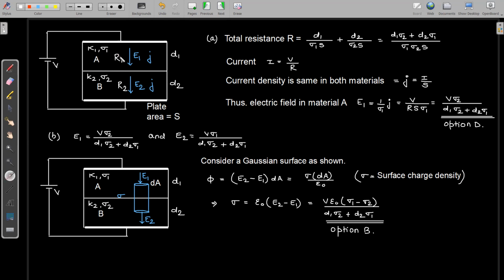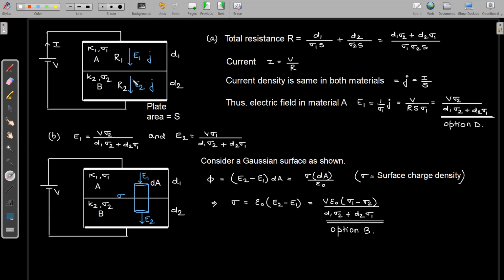Now, what is the resistance for material A? Instead of rho, resistivity, I am writing 1 by conductivity. Length along the direction of current for material A is D1 and the area perpendicular to the flow of current is the plate area, which is S. So resistance for material A is D1 by sigma 1 into S, plus for material B, the resistance will be similarly D2 divided by sigma 2 into S. So this expression gives me the total or equivalent resistance of the system. So the current I flowing through this system will be simply the battery potential V divided by the equivalent resistance, V by R.